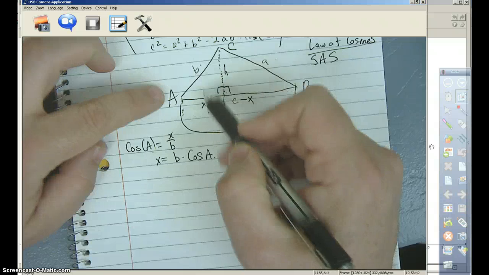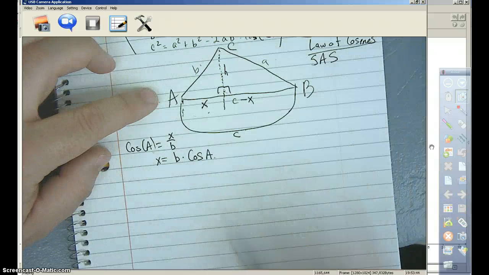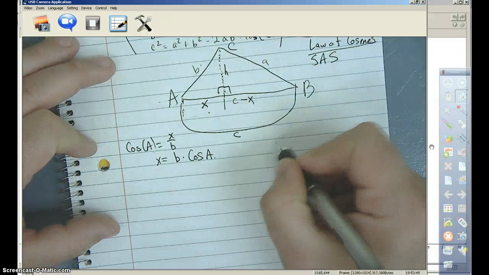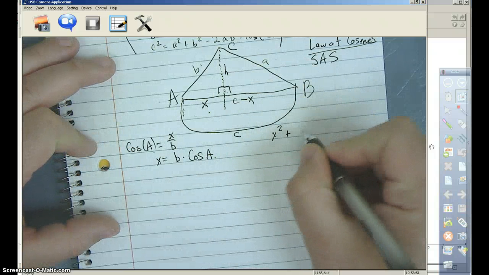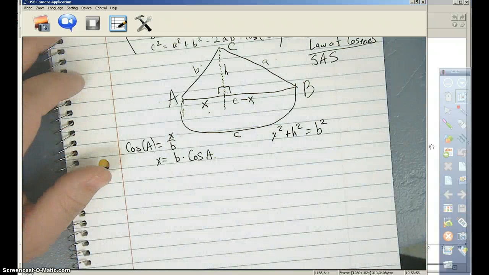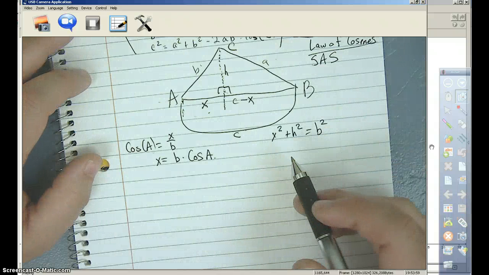Let's solve this triangle here. What do we know about this triangle here? Well, if we use the Pythagorean theorem, we would also know that x squared plus h squared is equal to b squared. That's kind of good to know too.